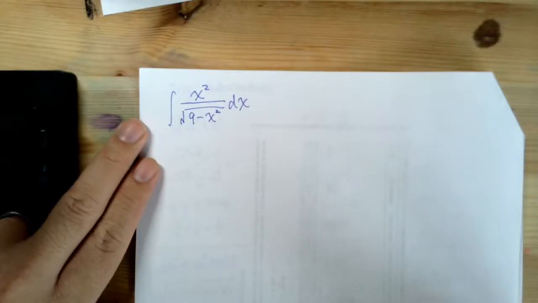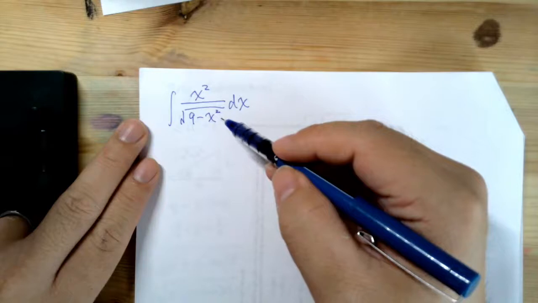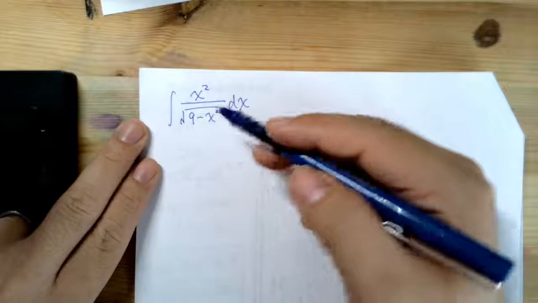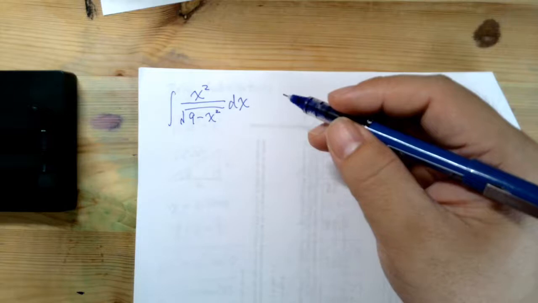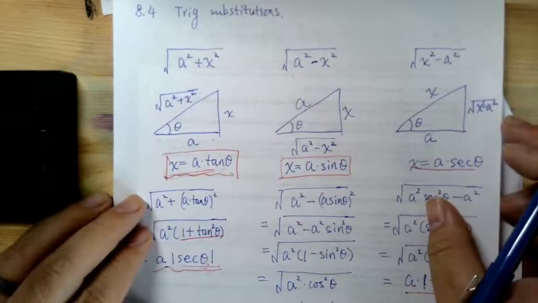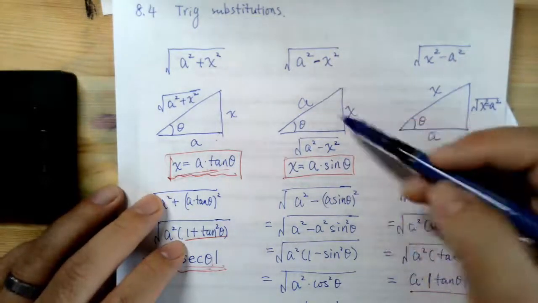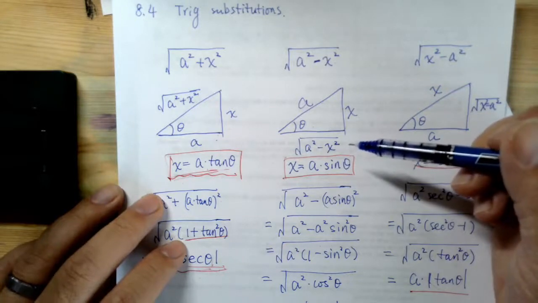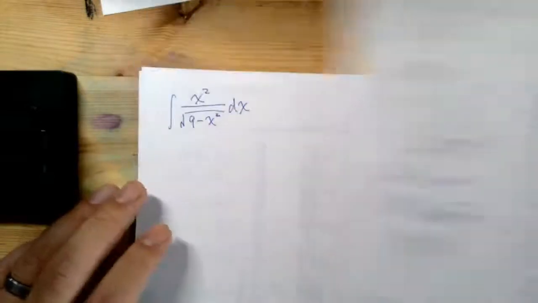Great. So now let's look at another trig example. The integral of x squared over the square root of 9 minus x squared dx. This 9 can be rewritten as 3 squared. So this belongs to one of the trig substitution types, right? Which is a squared minus x squared. So this is the right triangle we need to draw, and this is the correct substitution we need. Okay, so let's follow that.